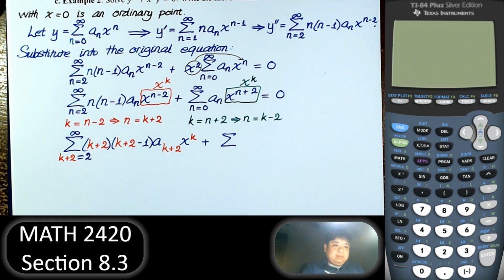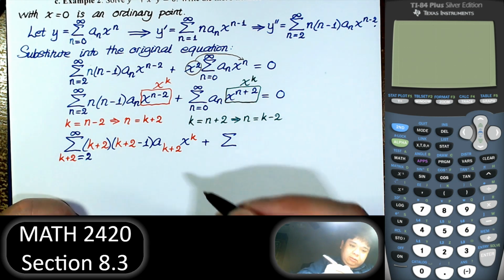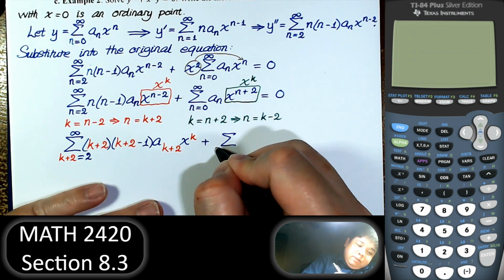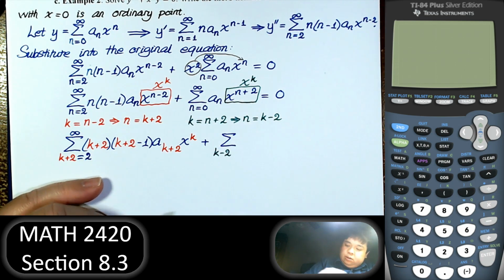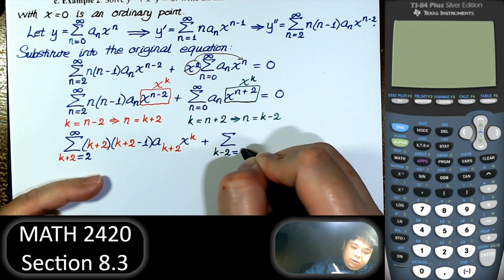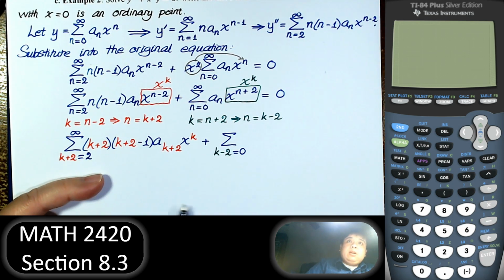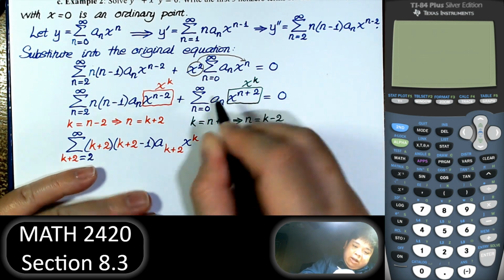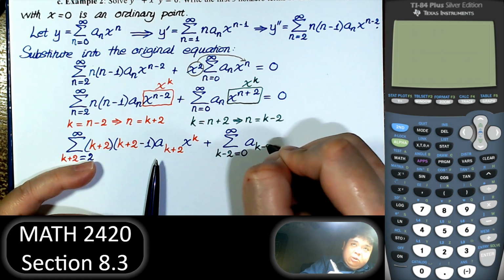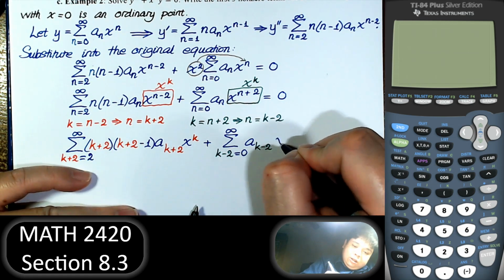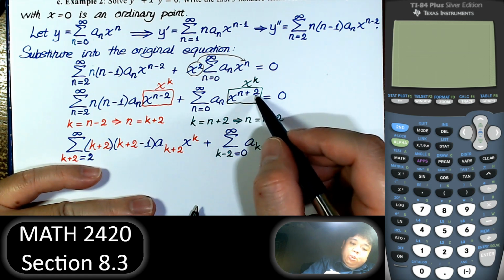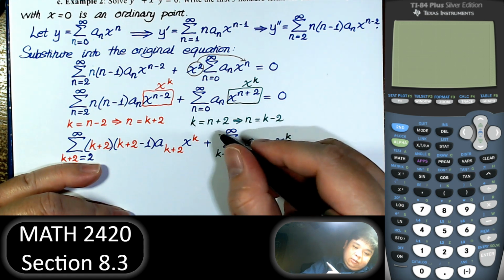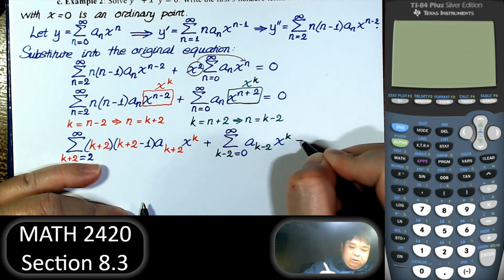Second series, I will have, instead of n, it will be k minus 2. And then infinity. A sub n, k minus 2. X to the n plus 2, n plus 2 is k. Equal to 0.